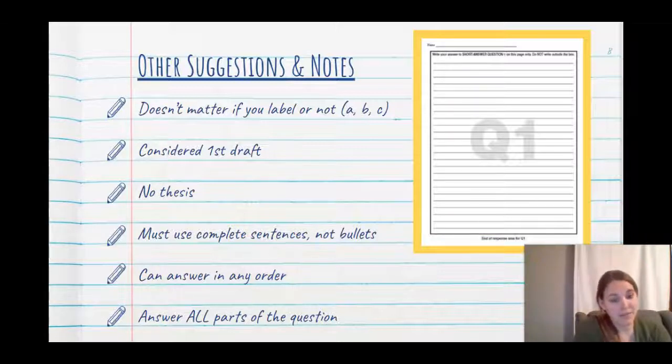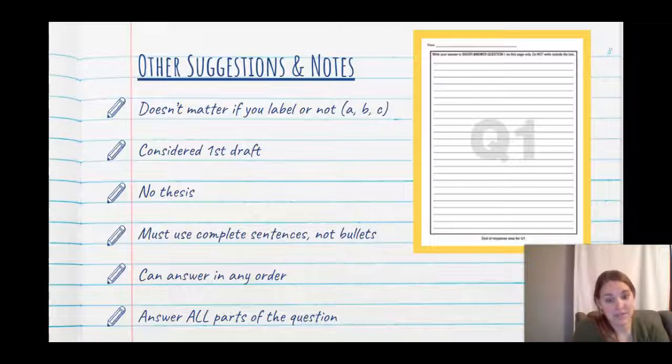If you are going to label it, do your best to label it accurately. I've definitely read ones where letter B is labeled as A and flip-flopped, and it just makes it a little more confusing for the reader. It's not going to take away points most of the time, but if you label, just make sure you do it correctly. The readers do understand it's a first draft, so it's okay to make some mistakes, just don't make big historical errors. And you don't need a thesis.